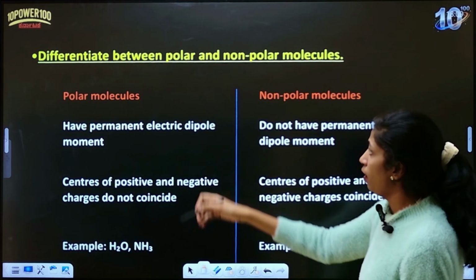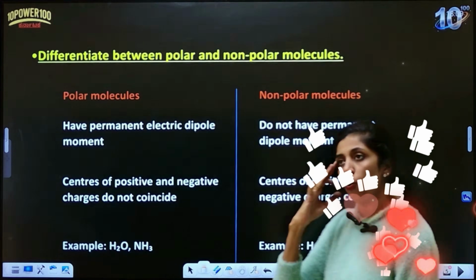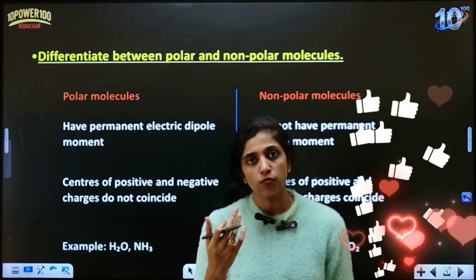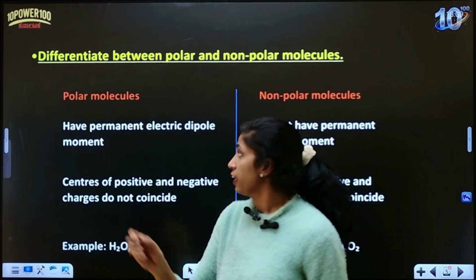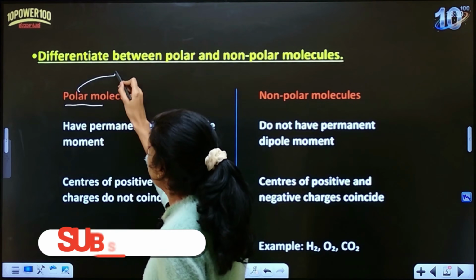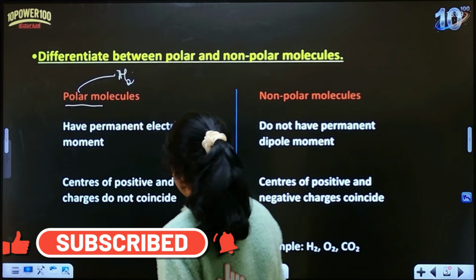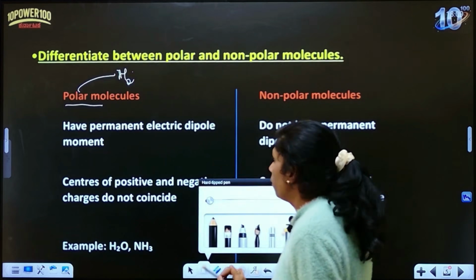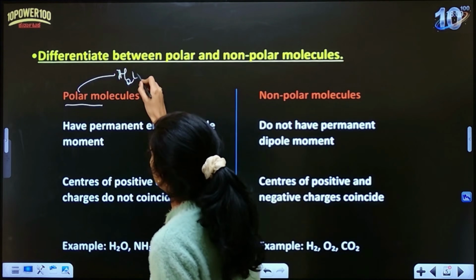Okay, now we have: differentiate between polar and non-polar molecules. See, polar means something related to water, right? So in that way you can connect it. Let me take it as water. Water is denoted by H2O.